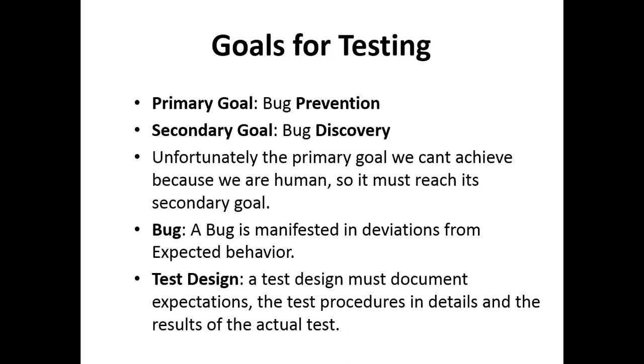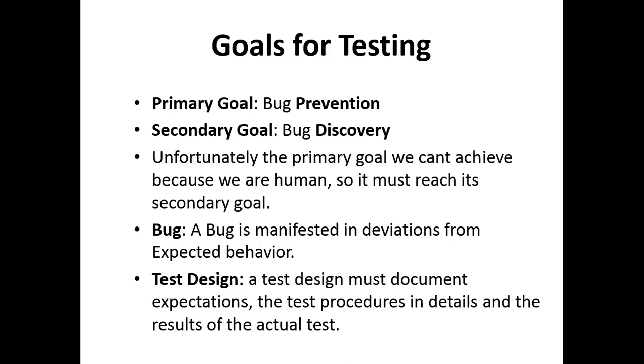Goals for testing. There are two things, primary goal and secondary goal. The primary goal is to prevent the bug. You know that prevention is always better than cure. The same is applicable in software development. The secondary goal is bug discovery. Somehow there is a bug, so we need to identify it, correct it, design tests for it, run them. We need to do all those things. Unfortunately, the primary goal cannot be achieved because we are human beings, so we must reach the secondary goal.